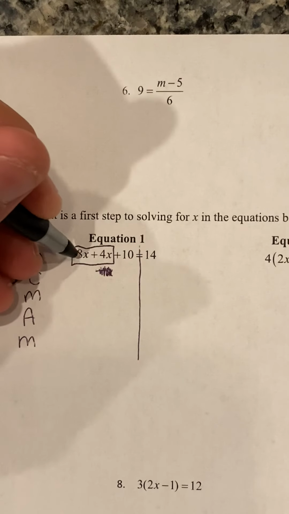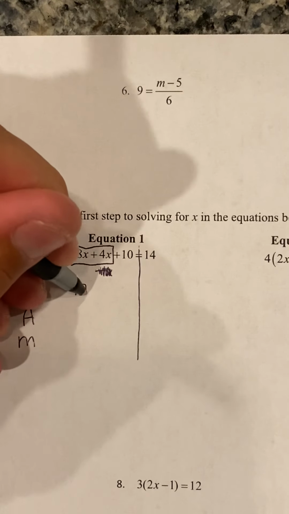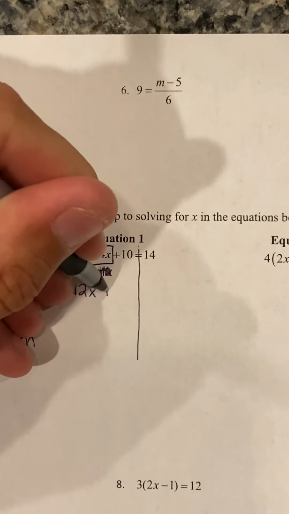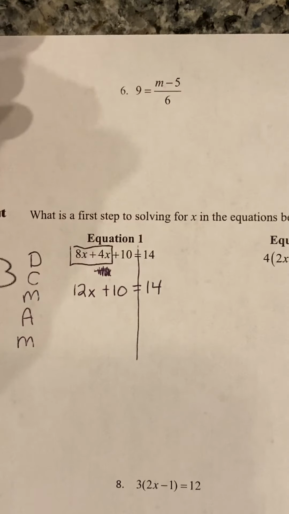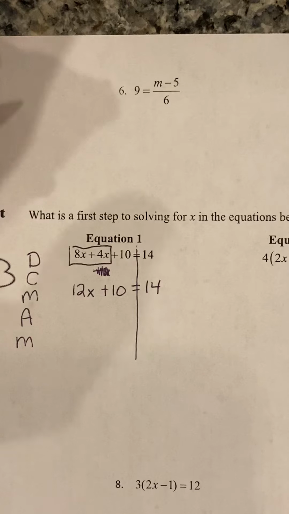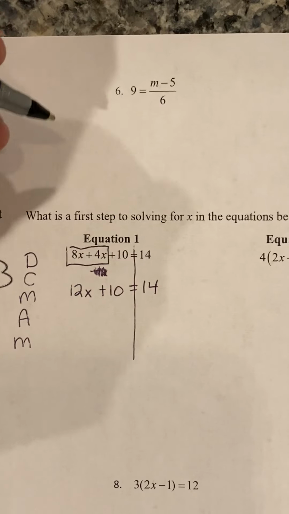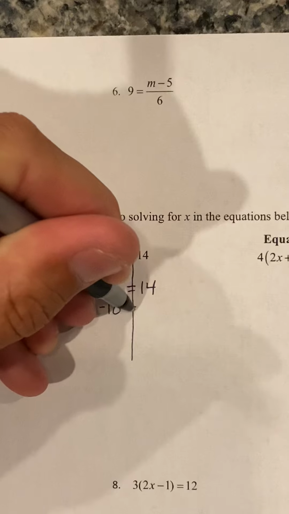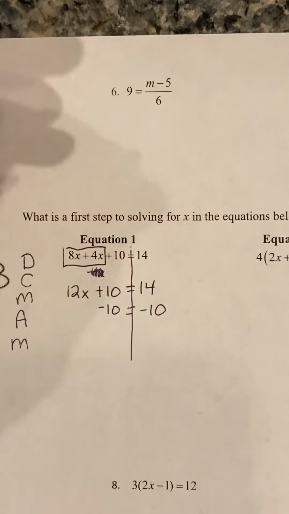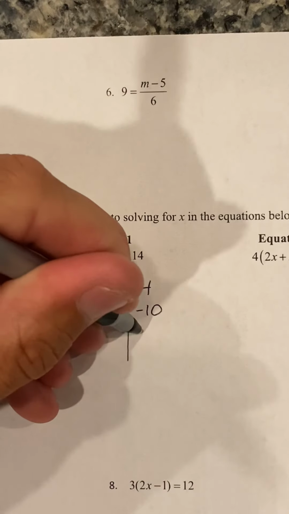So we combine our like terms. If I have 8 apples and I add 4 apples to it, I now have 12 apples. And then everything else drops down. Right? I need to see that step. Some of you are already just skipping to the end, trying to write answers. No work, no credit. Subtract 10. It's the opposite. 14 minus 10 is 4.